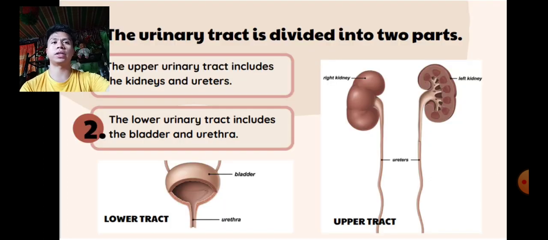The urinary tract is divided into two parts, the upper part and the lower part. The upper part includes the kidneys and the ureters. The lower part includes the bladder and the urethra. Urine formed by the kidneys passes first into the ureter, then to the urinary bladder for storage, and finally through the urethra for elimination from the body.